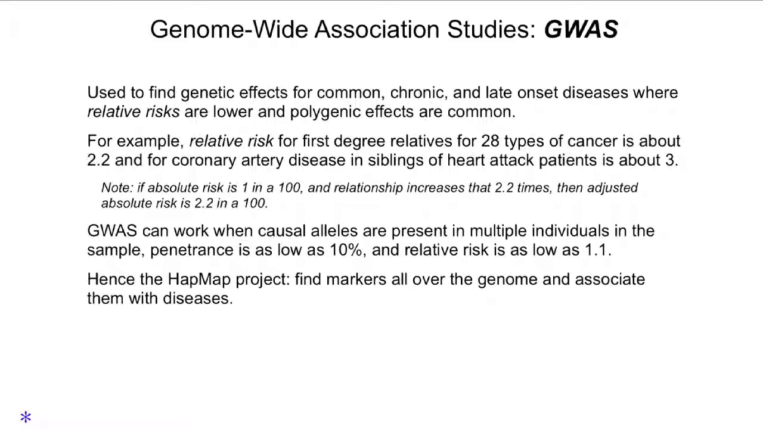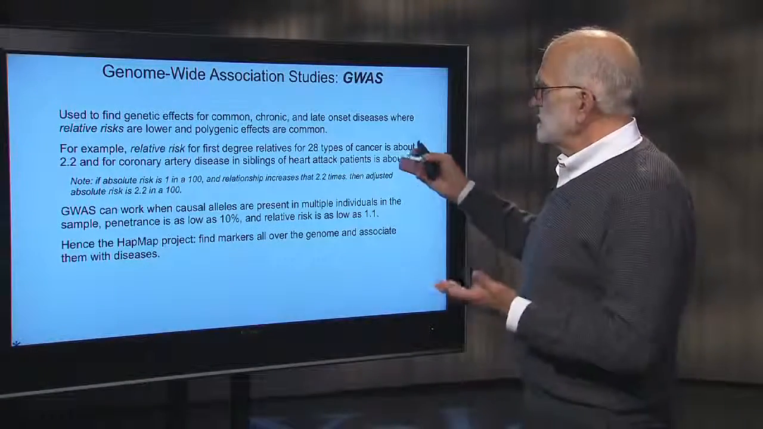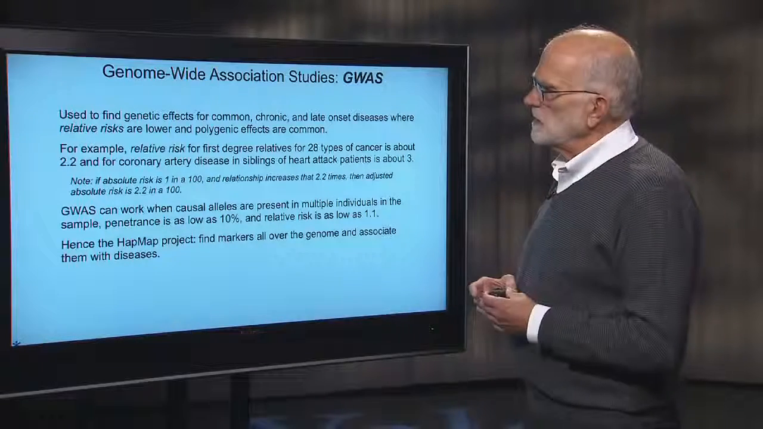Let's suppose that the absolute risk is 1 in 100 and that relationship increases that 2.2 times. Then the adjusted absolute risk is 2.2. So here the risk is 1%, here it's 2.2%. Saying it that way makes it sound a bit different from talking about, say, you're 2.2 times as likely. That makes it sound worse.